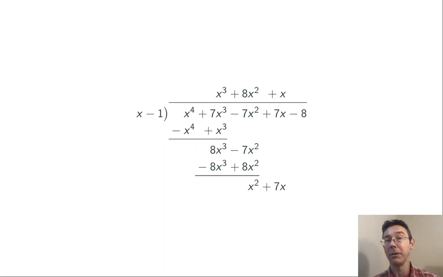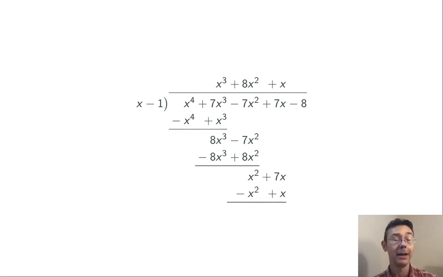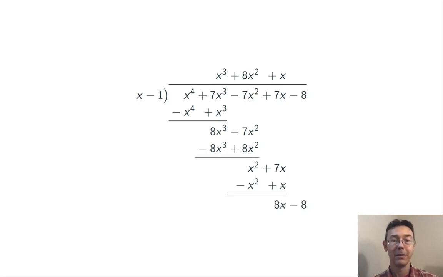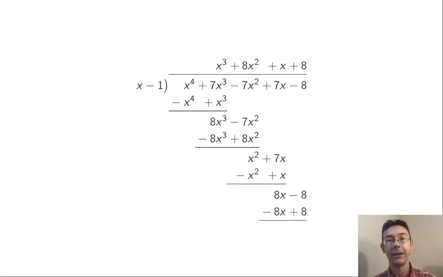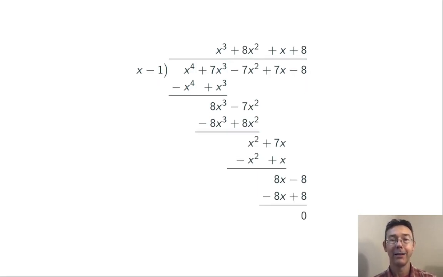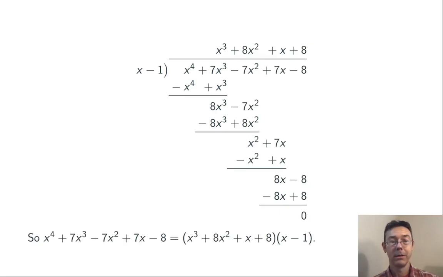The next is going to be plus x. Multiply, change the sign, add, and bring down the next term. I need to multiply x by 8 to get 8x. Multiply, change the sign, and then add. I have 0 remainder. And therefore, this fourth degree polynomial can be written as the cubic I just got, x to the third plus 8x squared plus x plus 8, times the linear term that I figured out before, the x minus 1 factor.